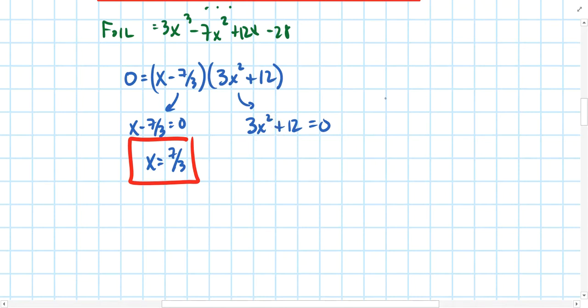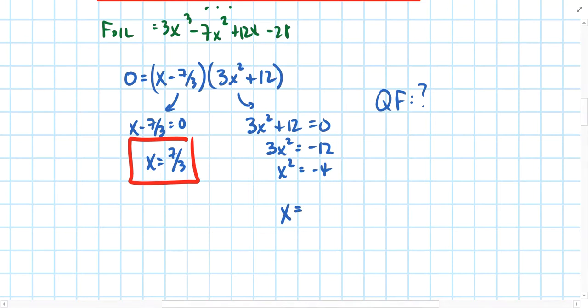If there was a b value, then I would use the quadratic formula. But I'm not going to use the quadratic formula here because I can subtract 12 from both sides. I can then divide by 3 and then take the square root of both sides.